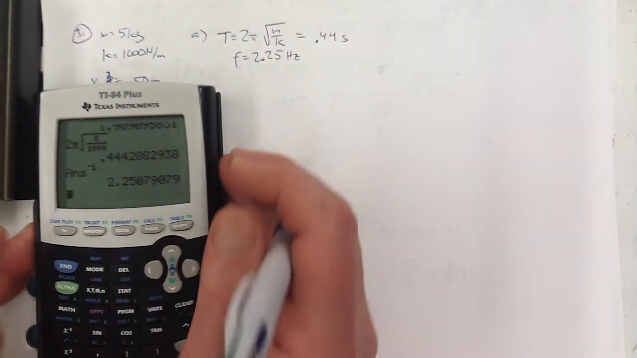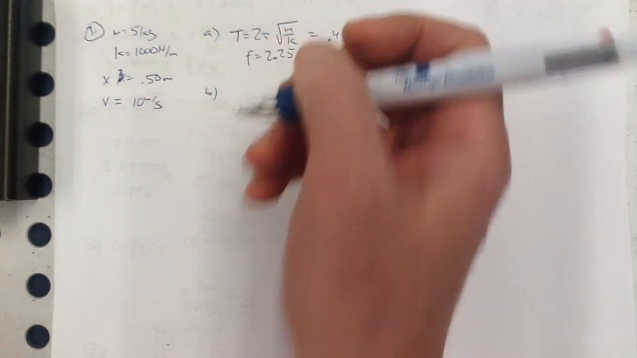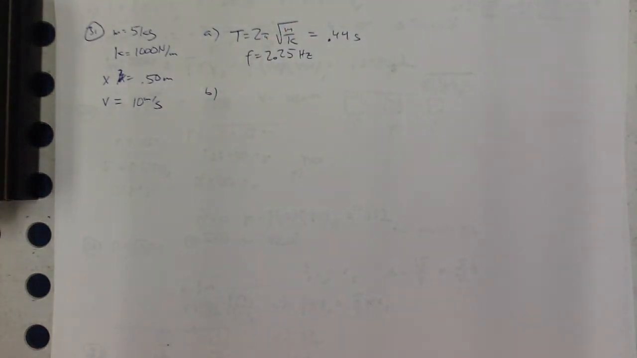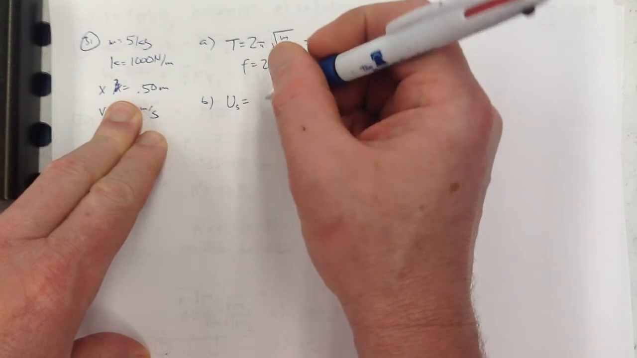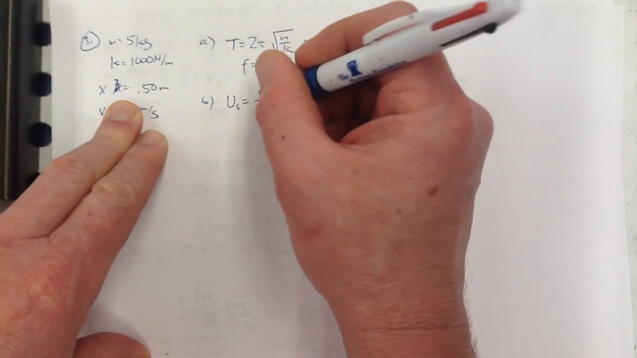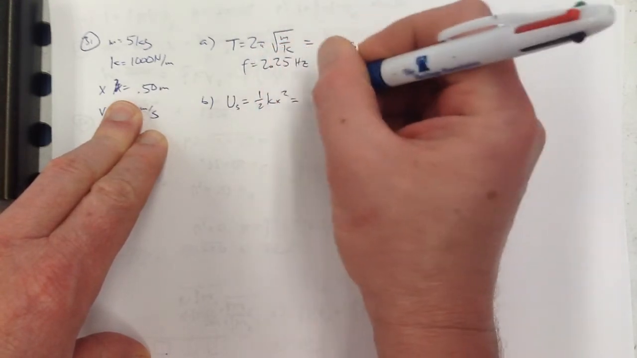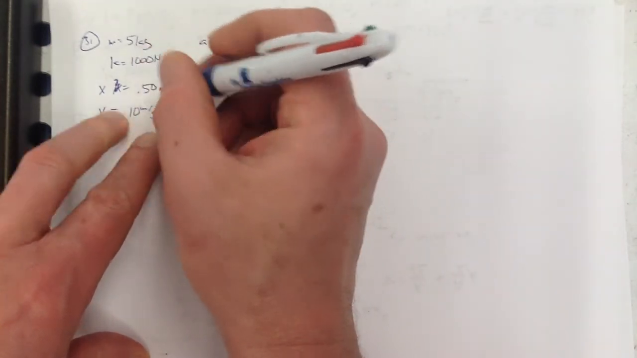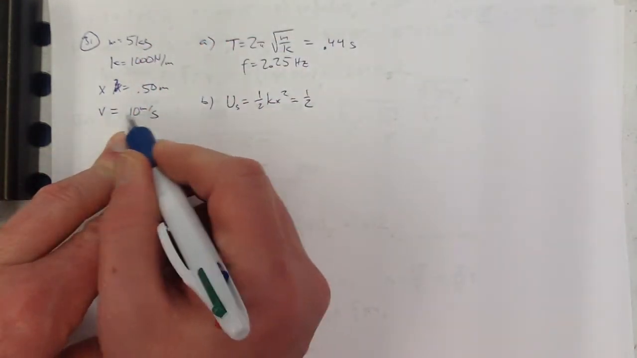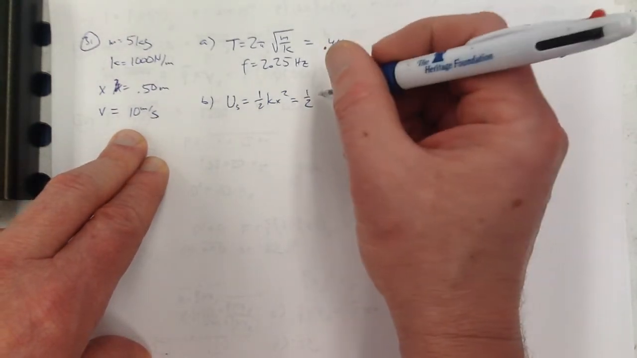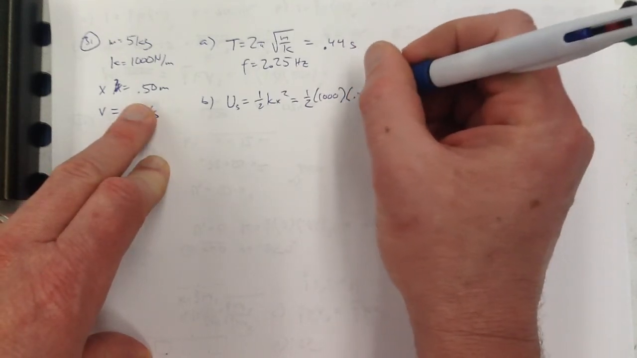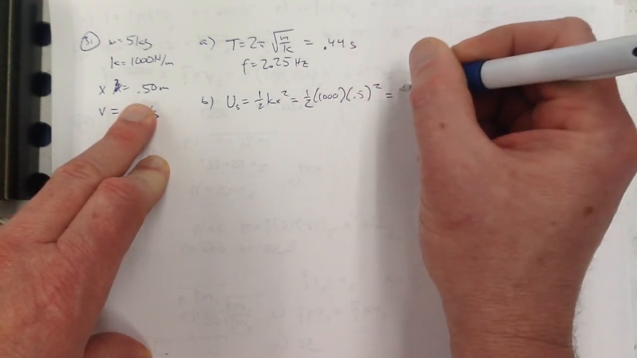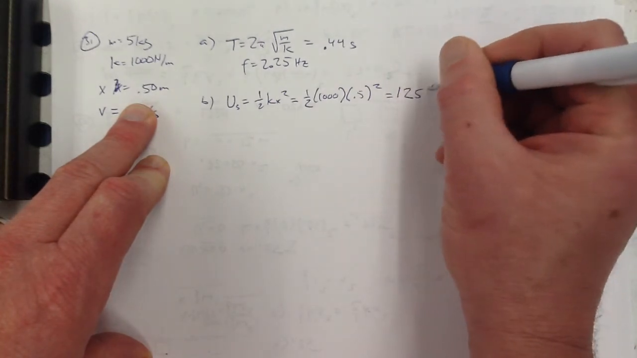And for B, looking for what's the initial potential energy? Well, that is 1/2 k x squared. I didn't say k a squared because this is not the amplitude. The amplitude is going to be bigger than that because they've got an extra kick there. 1/2 1,000 times 5 squared. I think it's 125 joules.